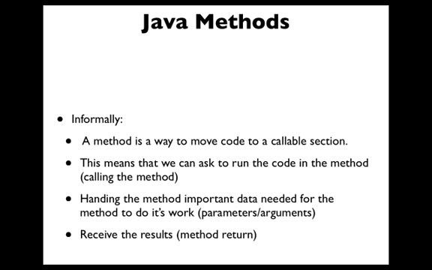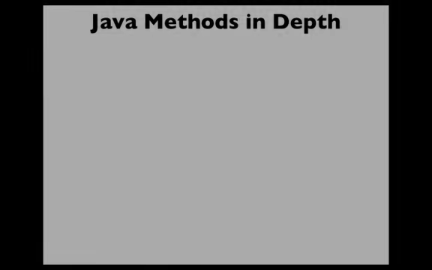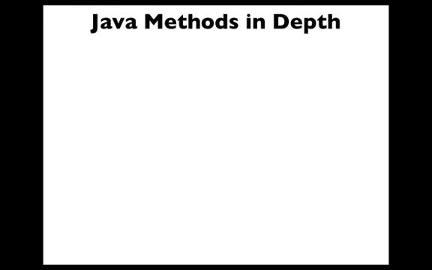After the method runs, there may be something created. The data is processed to create a value, and so we need to receive the results. This is called the method's return value. Let's look at Java methods in depth.